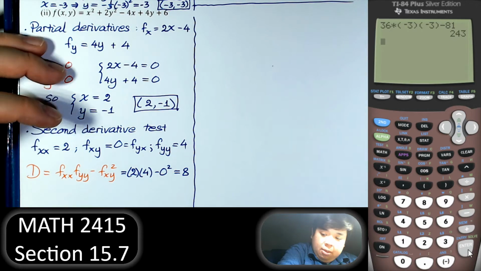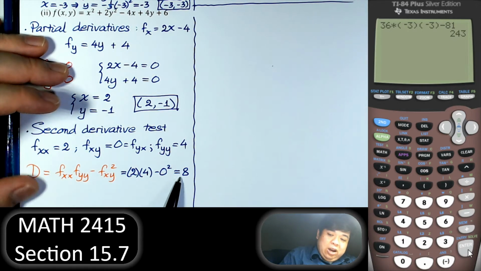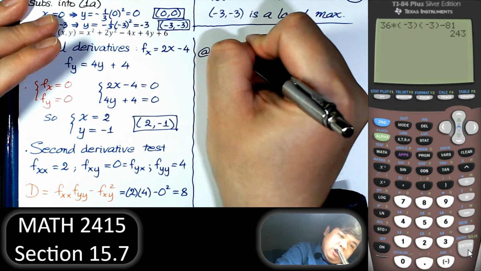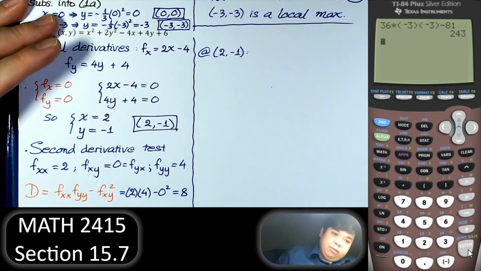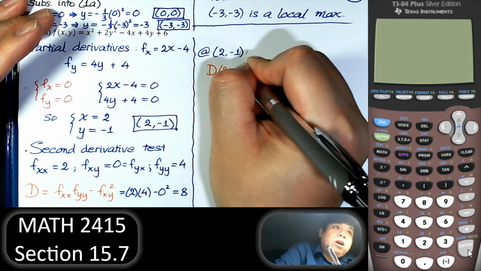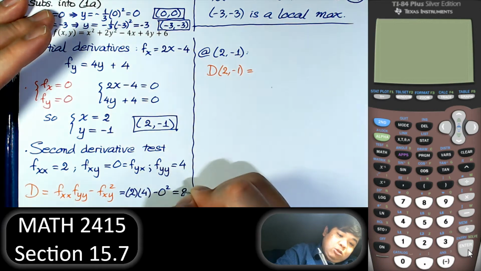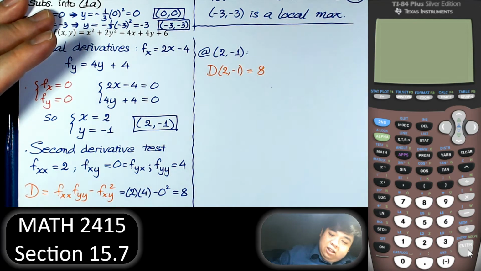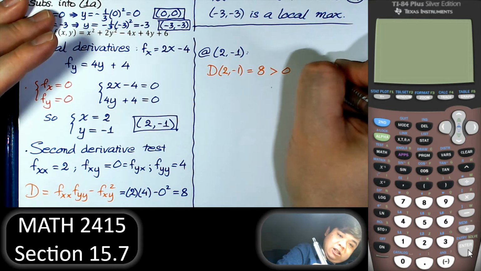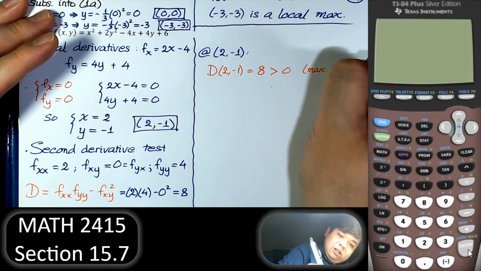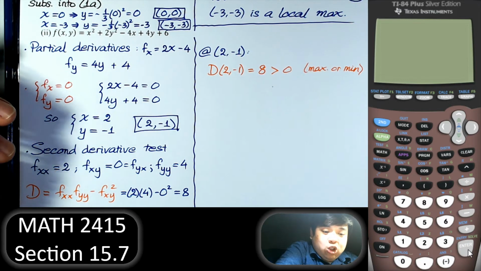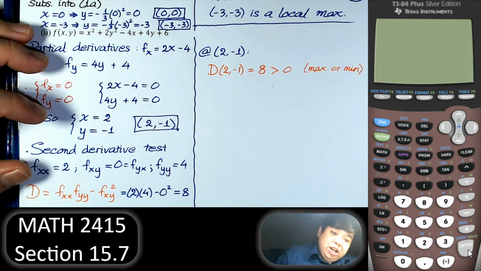There's no x, y here, but we still substitute the point 2 and negative 1. Discriminant at 2 and negative 1, regardless, it's still just 8. There's no x and y there. And this is positive, so that will be max or min. If it's negative, saddle point. If it's positive, max or min. And if it is 0, it's inconclusive.